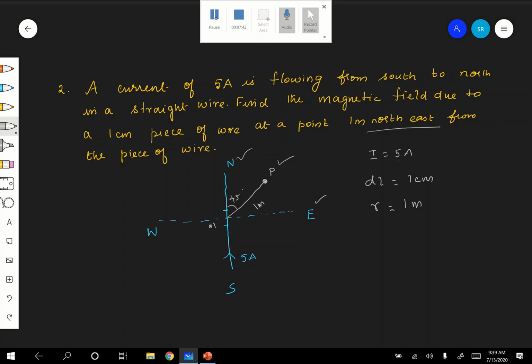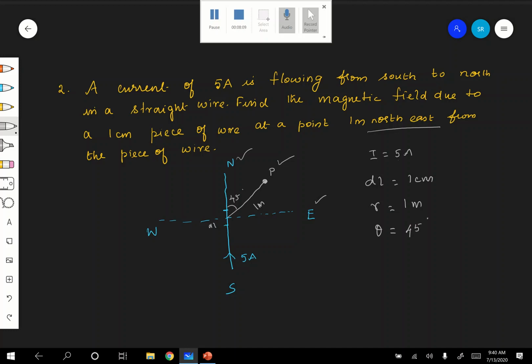Find the magnetic field due to a 1 centimeter piece of the wire at a point 1 meter northeast from the piece of the wire. The total angle between north and east is 90. Northeast means you have to take half of that, that is 45. You have to understand that, right? Therefore theta is equal to 45 degrees.